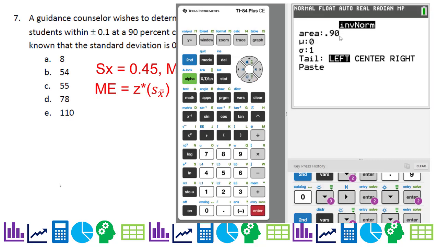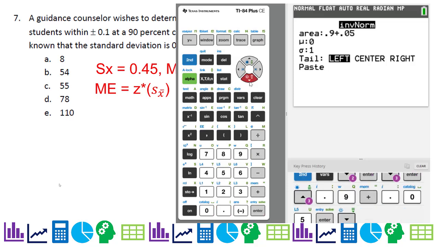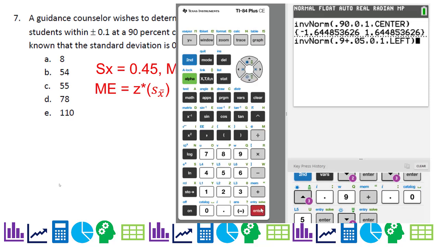If we have 90% in the center, we have 10% left over, right? And half is on the left and half is on the right. So I'm going to add that 0.9 plus half of that 10%, which is 0.05. And then if we do that, we should get the same critical value of 1.645.